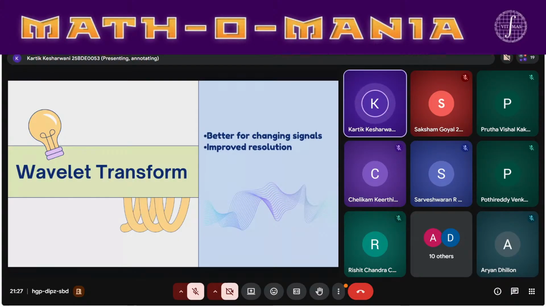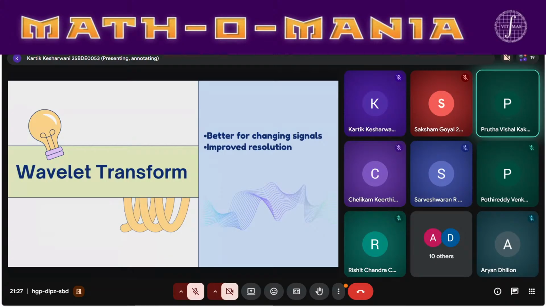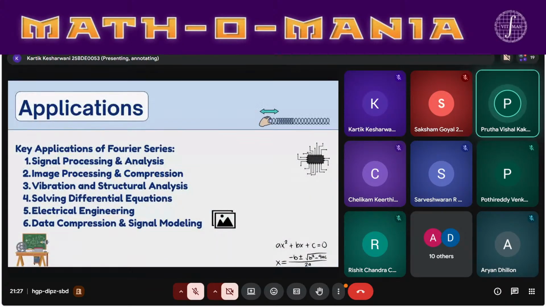Now, I would like Rutha to continue from here to the applications of Fourier analysis. Okay, guys. Now we'll see what are the applications of a Fourier series.